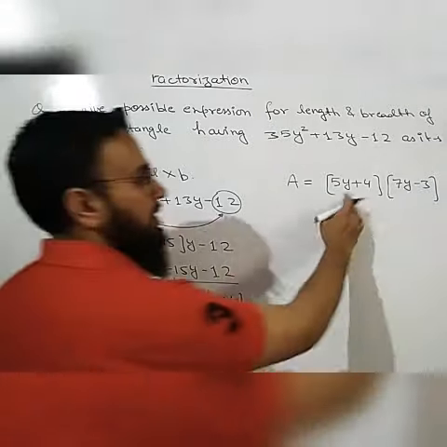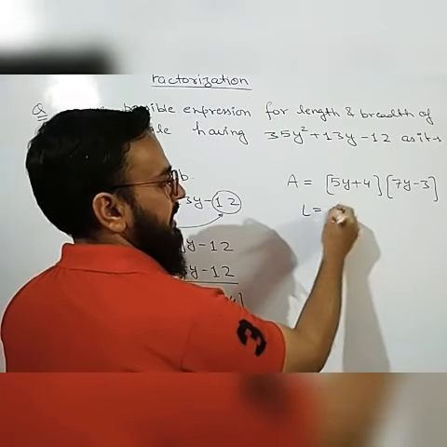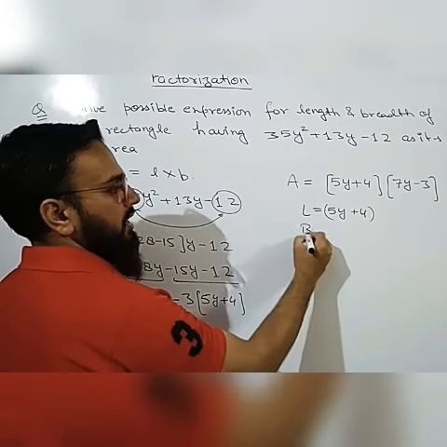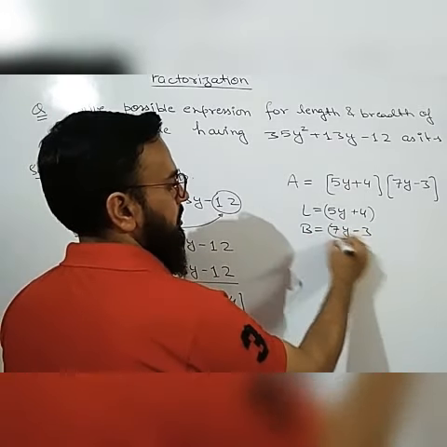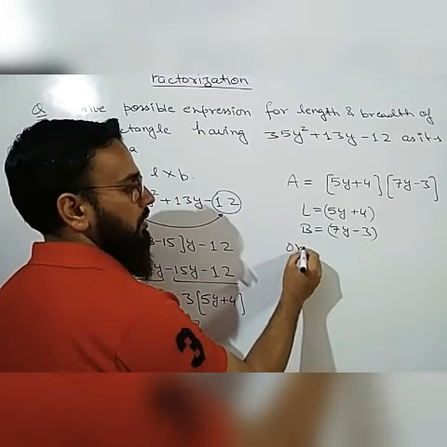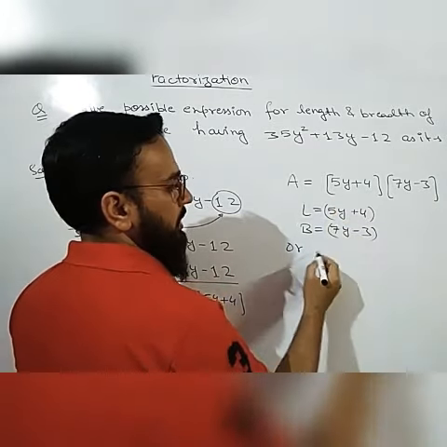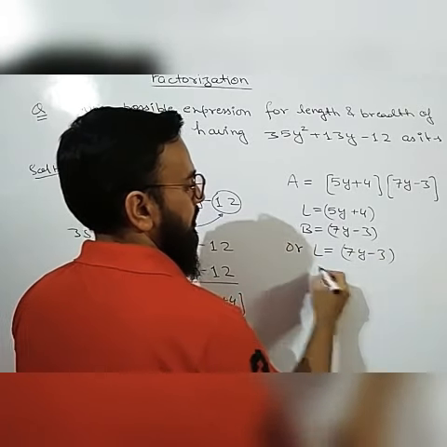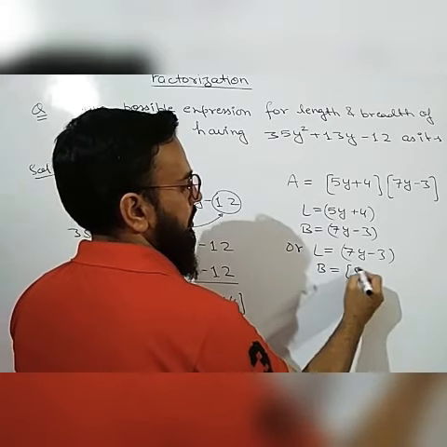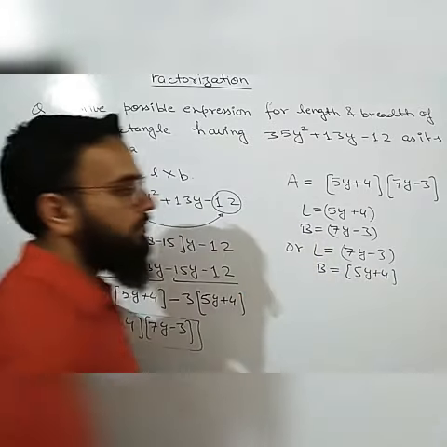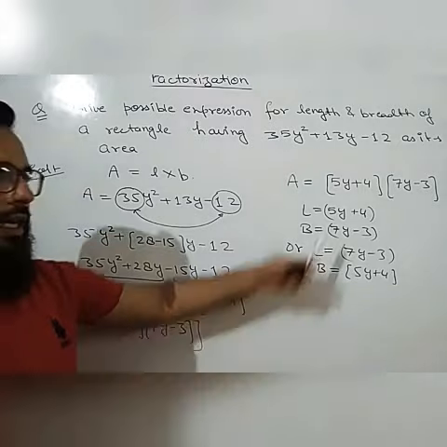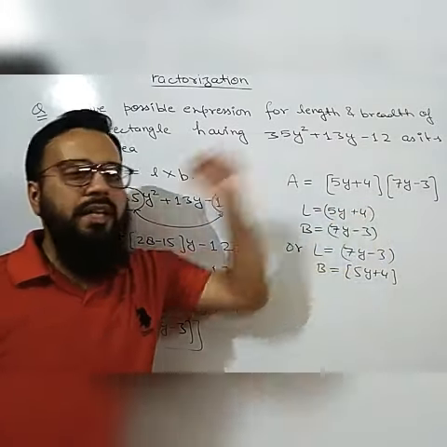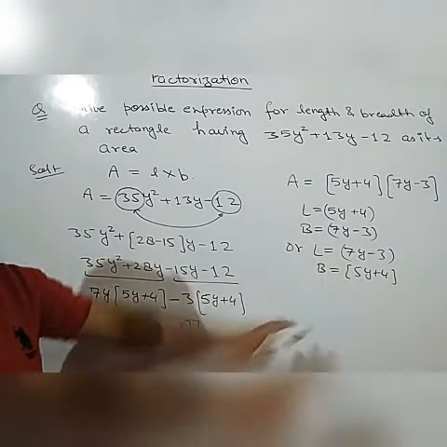Now, from these two terms, we can take 5y plus 4 as length. If 5y plus 4 is length, then breadth will be equal to 7y minus 3. Or the other term can be breadth. So if we consider length as 7y minus 3, then breadth will be 5y plus 4. So these are the possible expressions. Either it will be length, then breadth, or breadth, then length. It will depend on the condition.